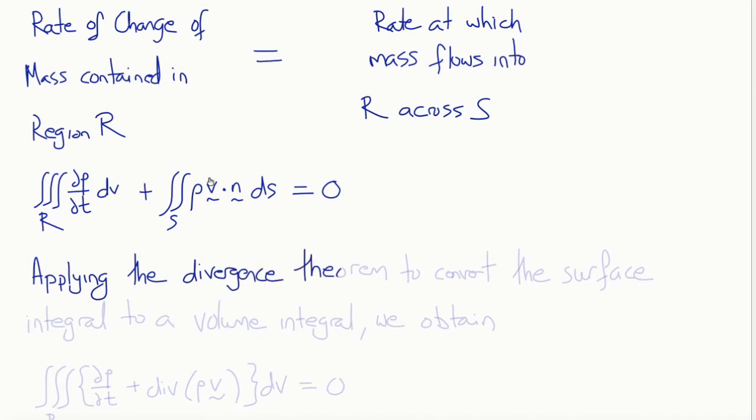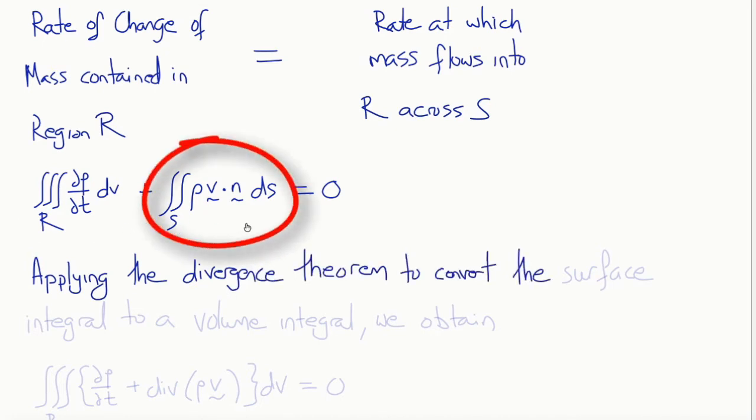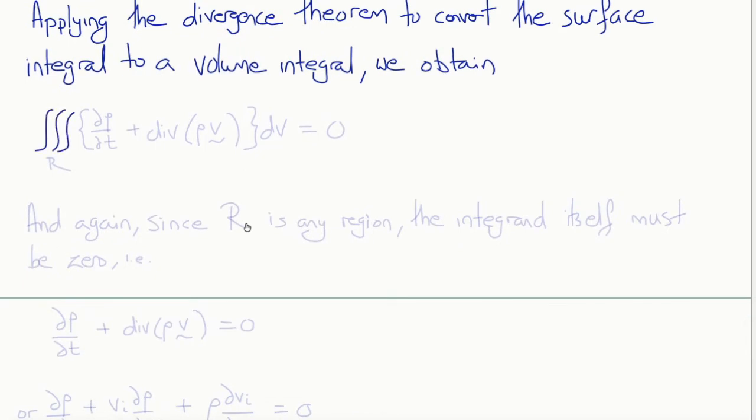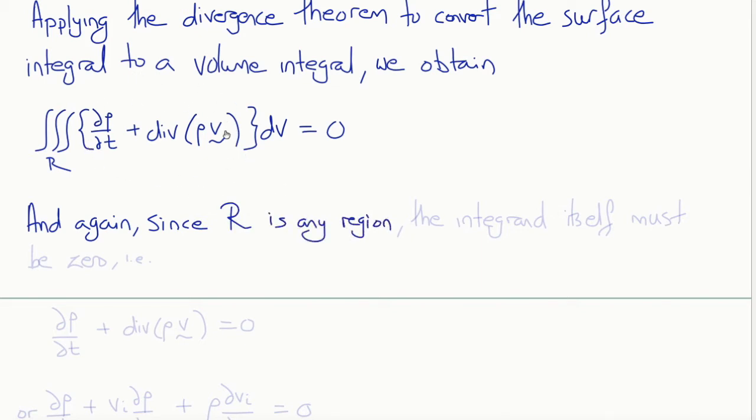So now, applying the divergence theorem to convert this surface integral into a volume integral, we obtain that the triple integral over R of ∂ρ/∂t plus the divergence of ρv, with respect to volume, is equal to 0. And again, since our region R is entirely arbitrary, that means the integrand itself, the terms inside the integral, must be identically satisfied. This term must be identically 0.